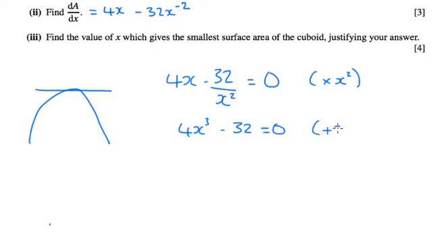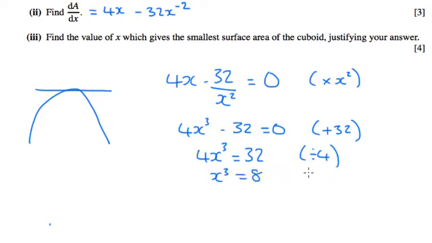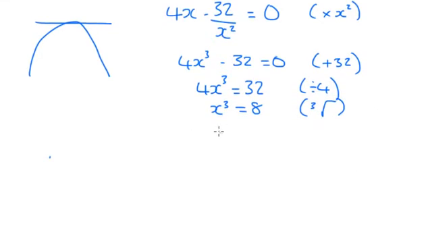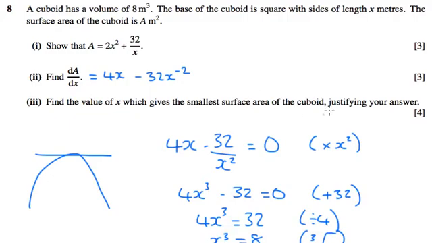If I add on 32, that'll give me 4x cubed equals 32. And I can then divide by 4 to get that x cubed needs to equal 8. If we cube root both sides, that gives us x on the left, and the cube root of 8 is 2. So x equals 2 is the only stationary point for this curve. But how do we know it's a minimum point?